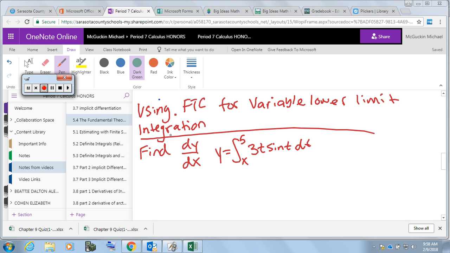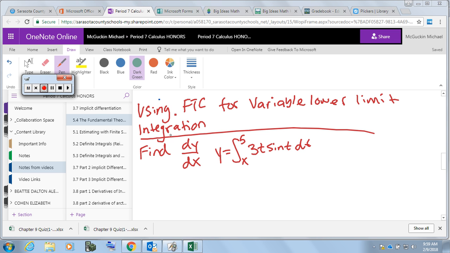Alright, ladies and gentlemen, for this next video we are going to continue our work with the fundamental theorem of calculus, which I've abbreviated FTC here. We're going to look into an example of what happens when the variable is now in the lower limit. Remember, our fundamental theorem of calculus states the variable is the upper limit, so we need to manipulate it in our favor to get that variable from the lower limit up to the upper limit.